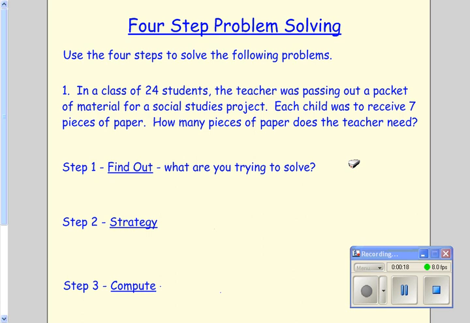So this is what you're going to write though. You're going to write, let x equal. Now x could be what? Anything, right? But we're saying this time that x is the number of pieces of paper needed. Please write that down. Let x equal the number of pieces of paper needed.